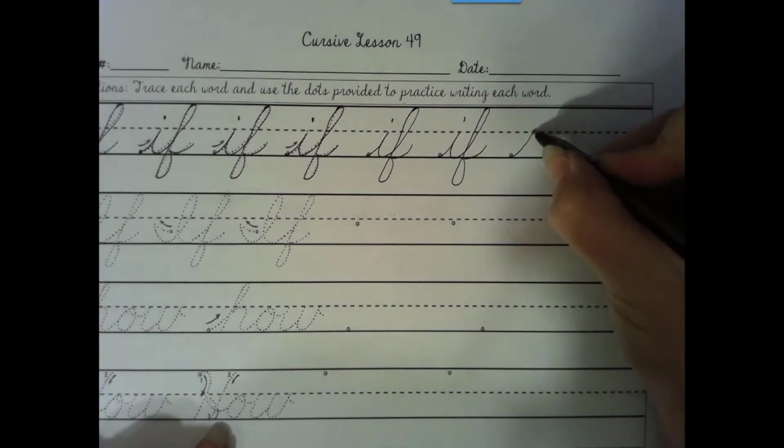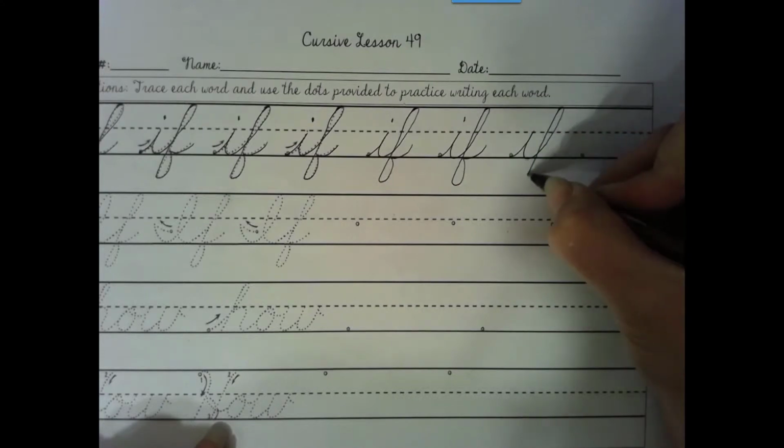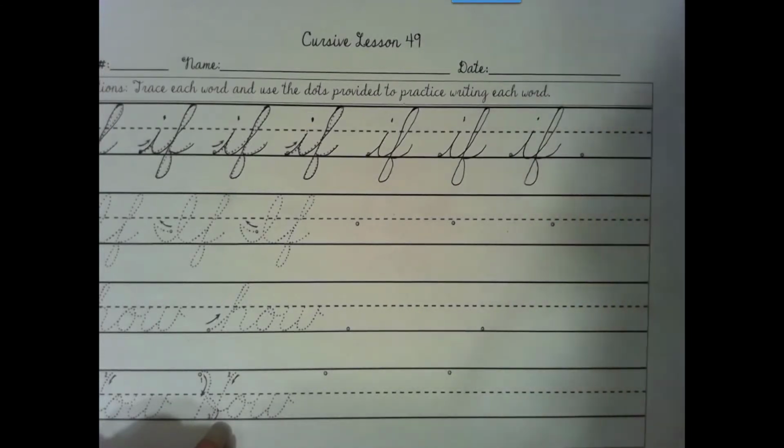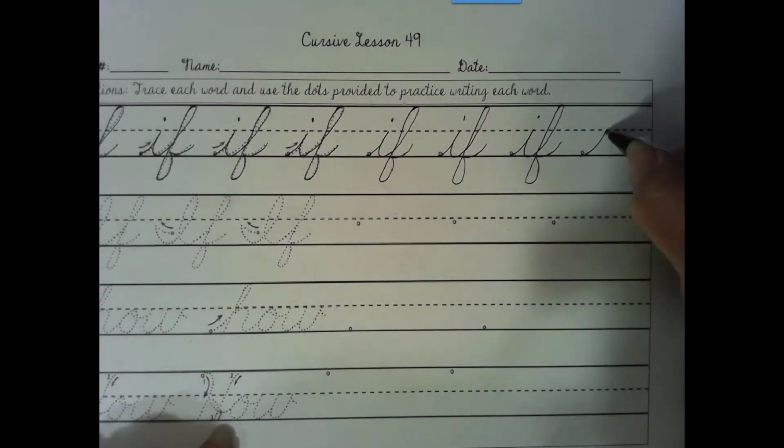Starting dot, slant toward the middle, retrace back down, slant up, loop back, go below, loop forward, touch, make your tail, dot your I. Starting dot, we're going to slant, retrace back down, slant up, loop back, loop forward, make your tail, dot your I.